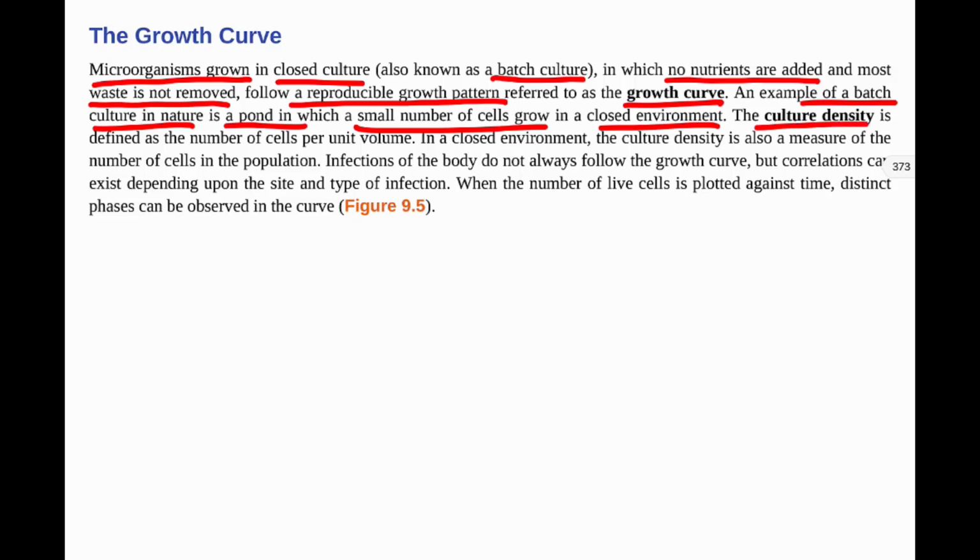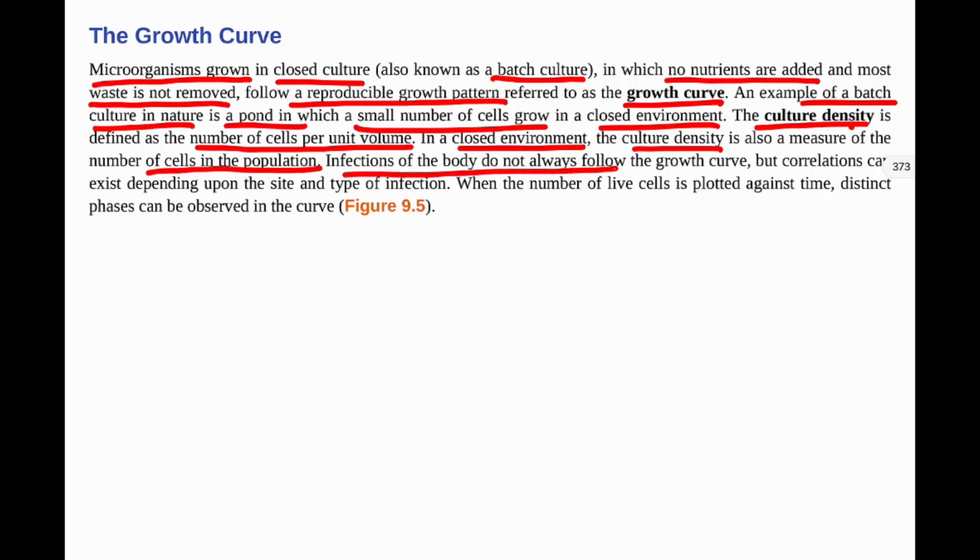Culture density is another term you should know. It's defined as the number of cells per unit volume, so the density of the culture, how much culture is in a certain amount of fluid. And in a closed environment, the culture density is also a measure of the number of cells in the population. Since we're not adding anything to it or taking anything away, in a closed environment that culture density, the number of cells per unit volume, is also just going to be the number of cells in the population. So on our agar plate, we're not adding any other organisms to it, so the number of cells on that plate would be our cells in the population, which would also be our culture density.